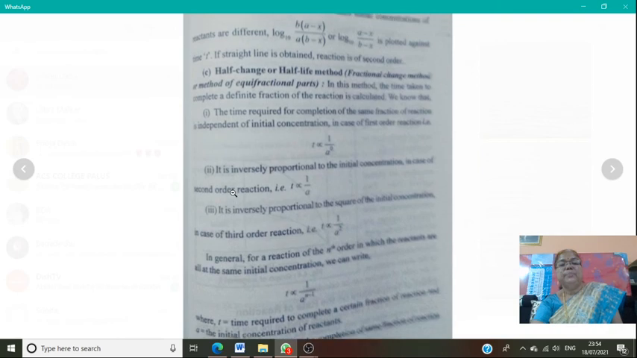And then the last method, that is half change or half life time. By using this method, we can find the order of reaction. All of you know, in case of first order reaction, the half-life time is independent of initial concentration. Here we can say that for this equation, time is inversely proportional to initial concentration.